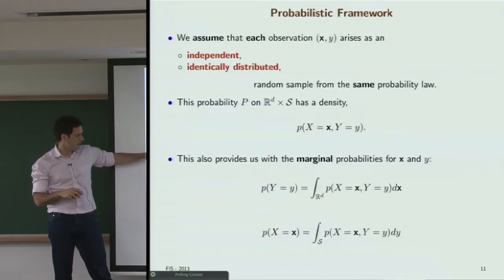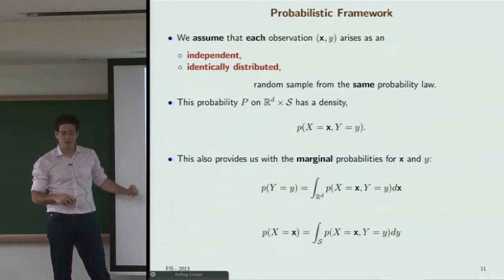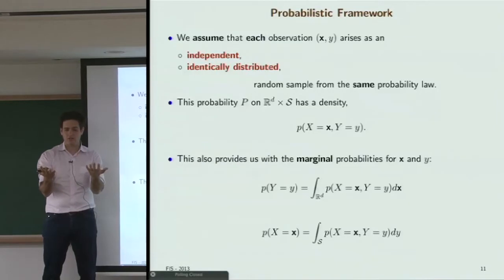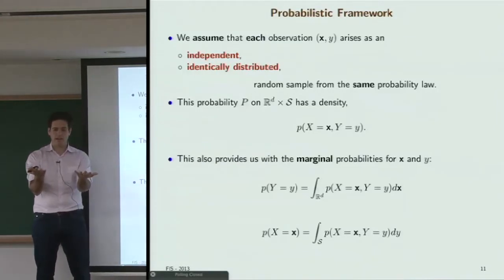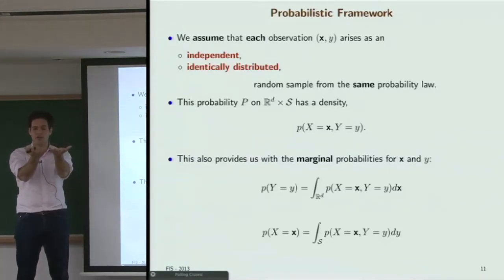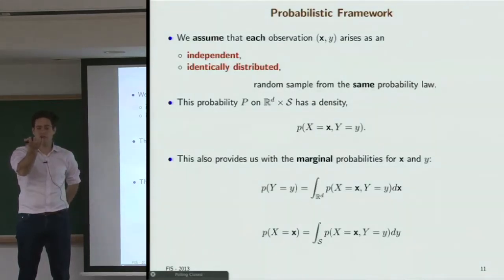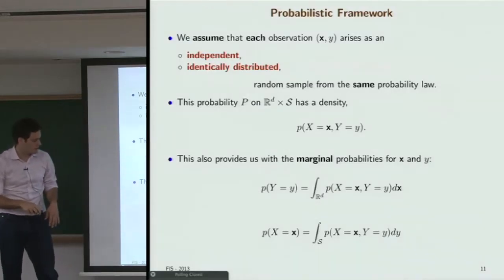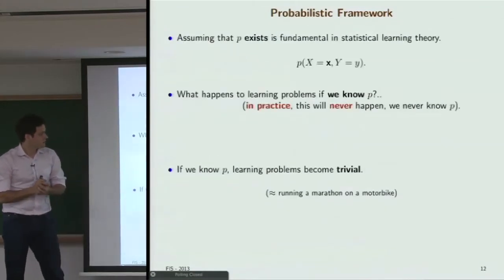So from this, of course, I can compute what I call the marginals, which is, okay, I have two sets of variables, X and Y, and I know what is the probability of having both at the same time, but this doesn't prevent me from knowing what is the probability of just having one of those observations. You just integrate over all possible values of X, and here you will integrate over all possible values of Y to get the other marginal.